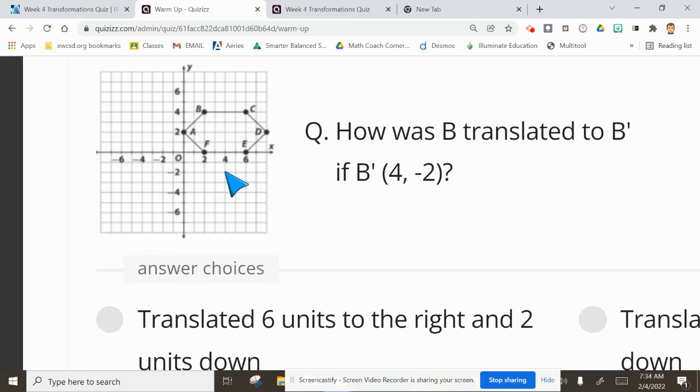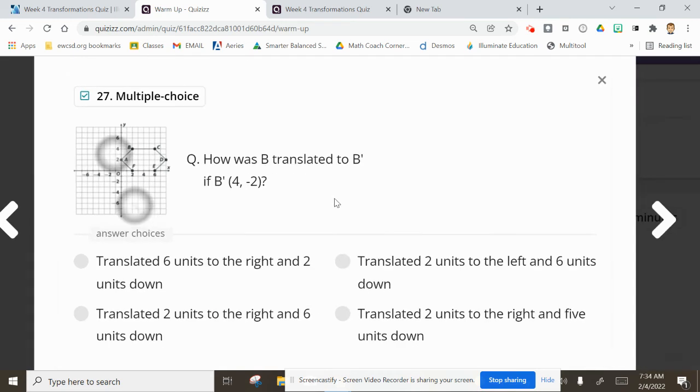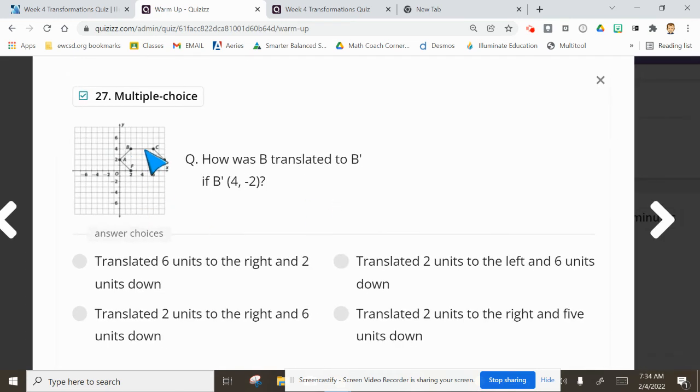How did you get there? That's what it's saying. From B, how did you get to here? You would go to the right 2, down 1, down 2, down 3, down 4, down 5, down 6. That's what it was. Right 2, down 6.